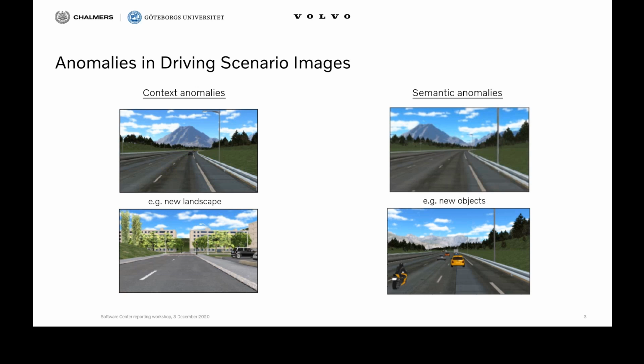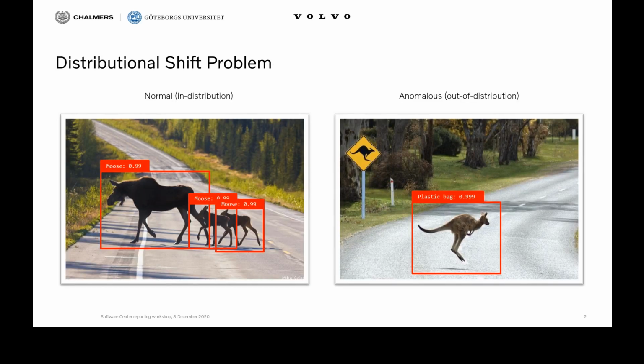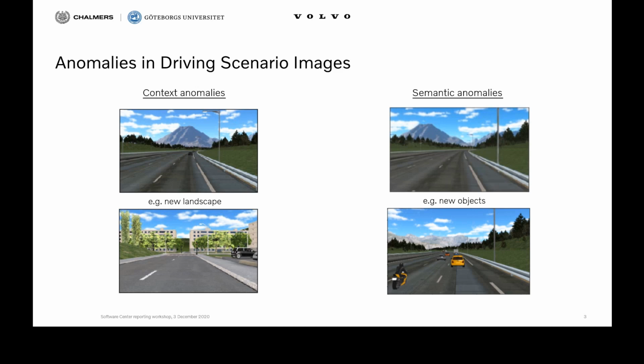We call this set of images anomalies, because they are anomalies with respect to what we have seen during training. Talking about different types of anomalies in driving scenario images, we can distinguish two general groups. On the left side, the first group is context anomalies, where we talk about the whole picture. For example, a new landscape can be considered an anomaly. If we trained our deep learning model on highway roads, and then drive in urban scenarios, most probably it will have much lower performance. So in this case, the new landscape is our context anomaly.